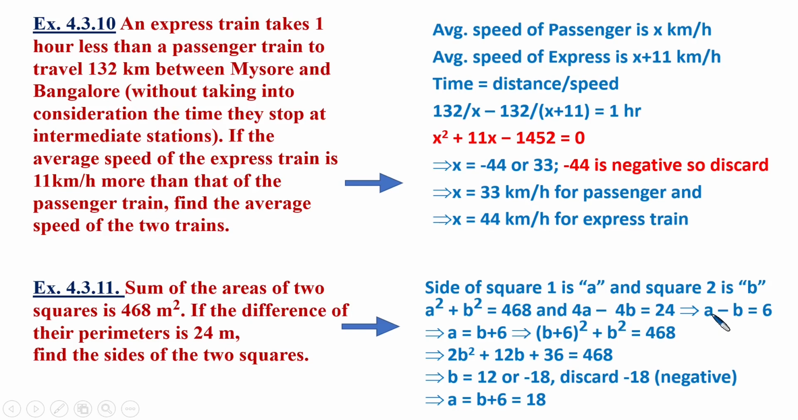So now I can write A is equal to B plus 6. I substitute this B plus 6 here: B plus 6 the whole square plus B square is 468. So I get a quadratic equation in terms of B. I get a solution for B as 12 or minus 18. Discard minus 18 because you cannot have a negative length. So you take 12. Once B is equal to 12, then A is B plus 6, so this is 18. So this is the solution.